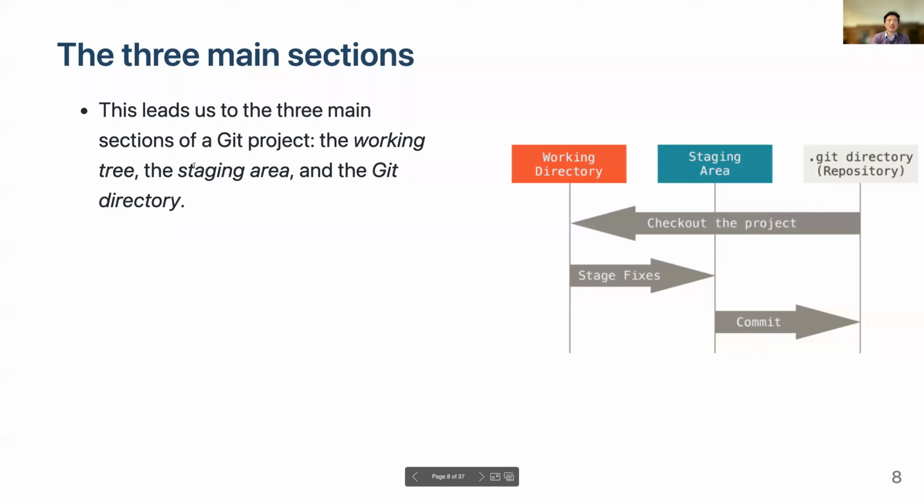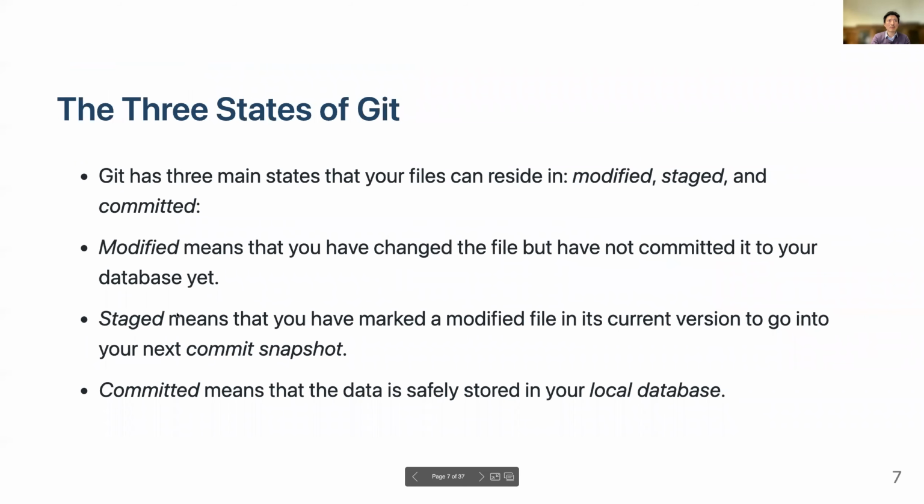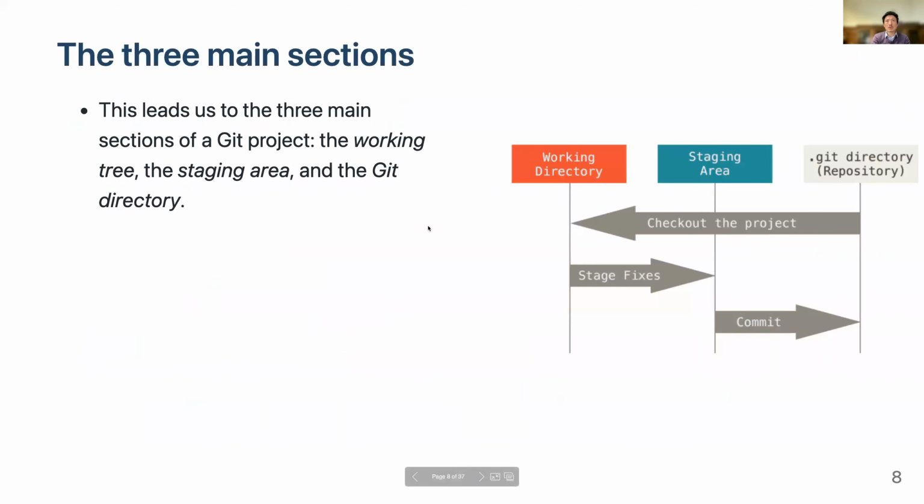Okay, and so the staging area is a reference to the changes that will be included in the next version. And we mentioned it before, you have these staged files, meaning the files that are being marked for the next version. So these files go to this staging area.